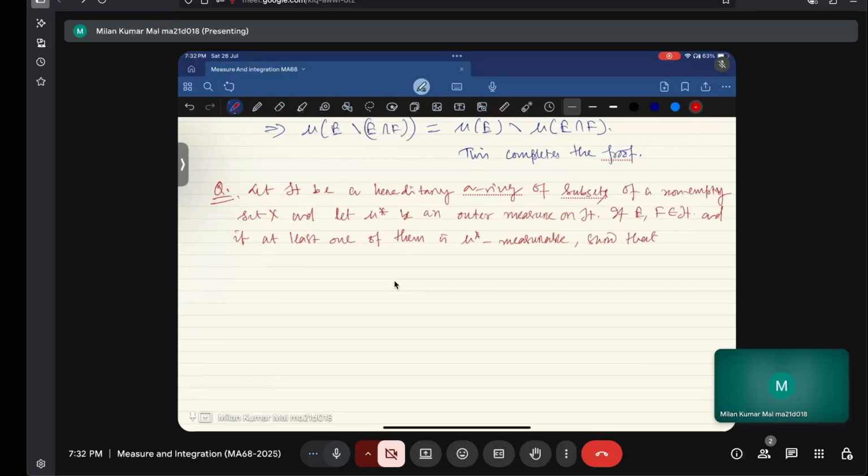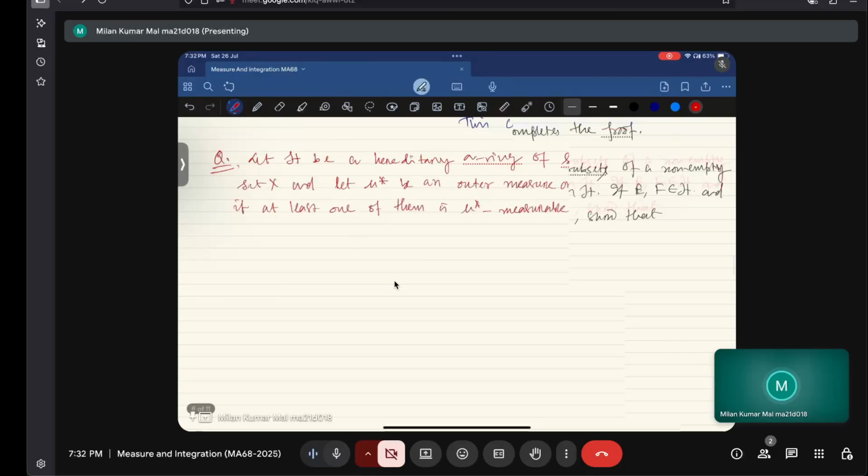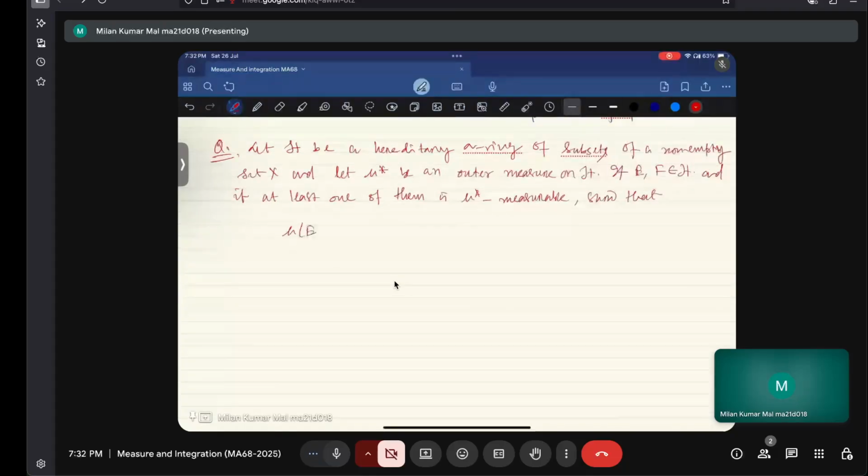so that mu star E plus mu star F is equal to mu star of E union F plus mu star of E intersection F. Okay, we have shown this one is the further just measure. So now mu star is an outer measure on H, and if at least one of them is mu star measurable.